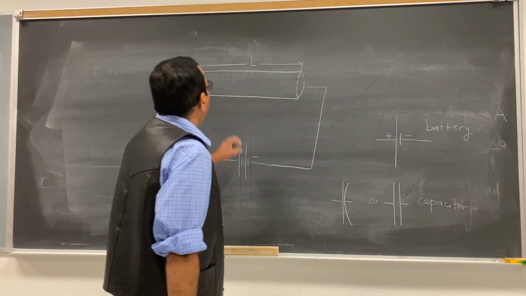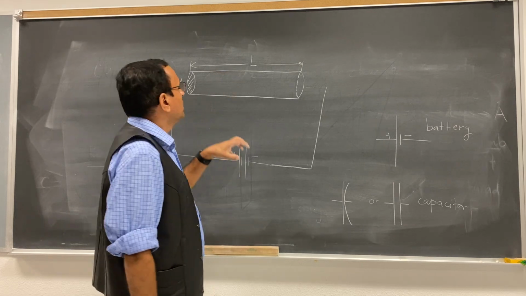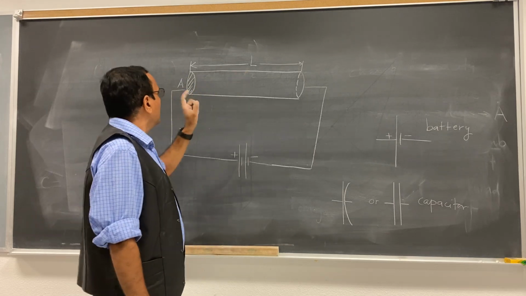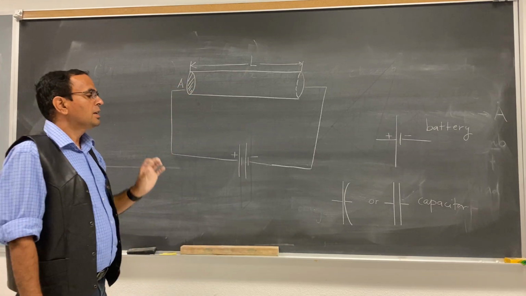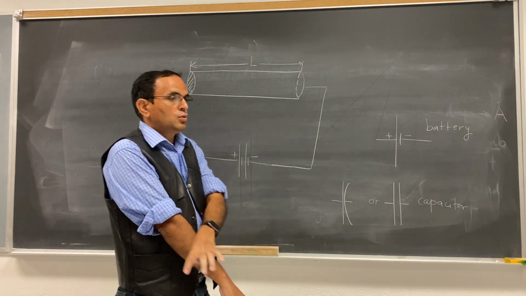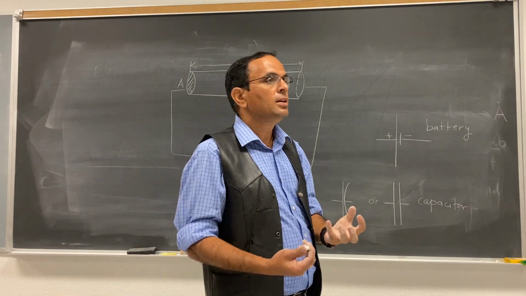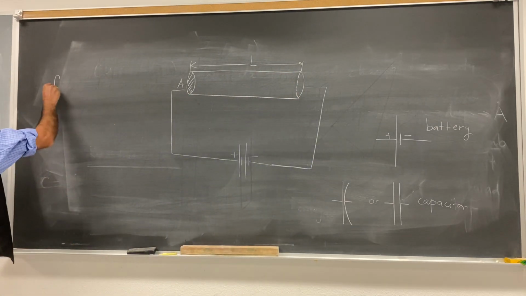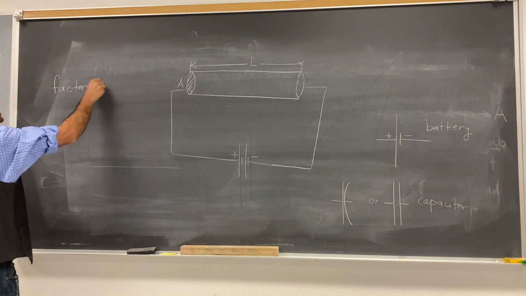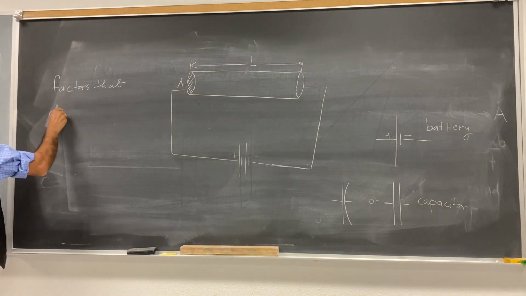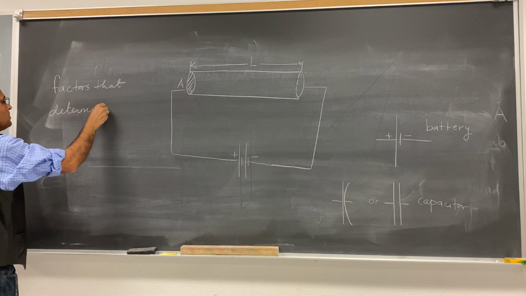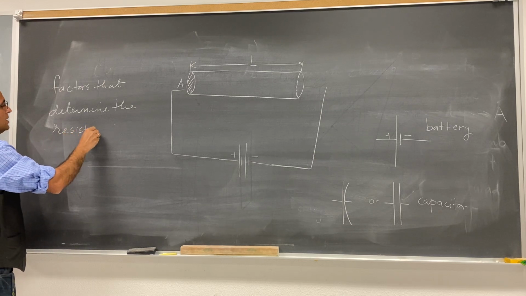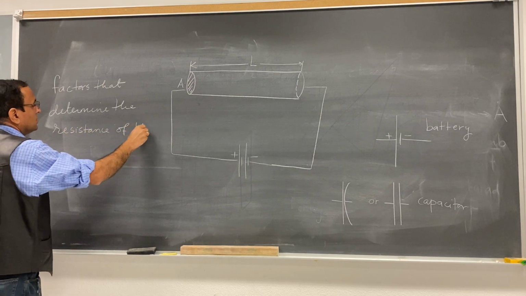Okay, so I have a conductor like a wire, or you can say rod, and the length of the rod is L, and the area of cross section is A. Now I want to figure out what factors determine the resistance of the conductor.